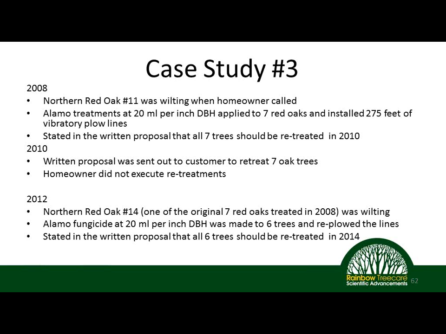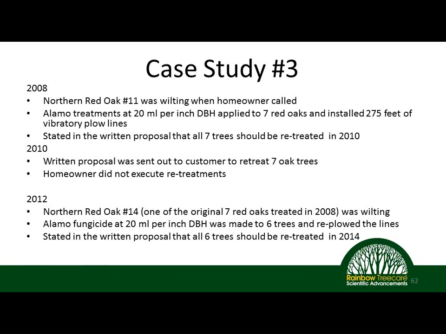Well, a written proposal was sent out to the customer to retreat those 7 red oak trees in 2010. However, the homeowner did not execute on the retreatments. Wouldn't you know it, the homeowner then called up in 2012, and they had one of the original treated red oaks that was now showing symptoms of oak wilt. So then the homeowner decided to retreat the remaining 6 trees.